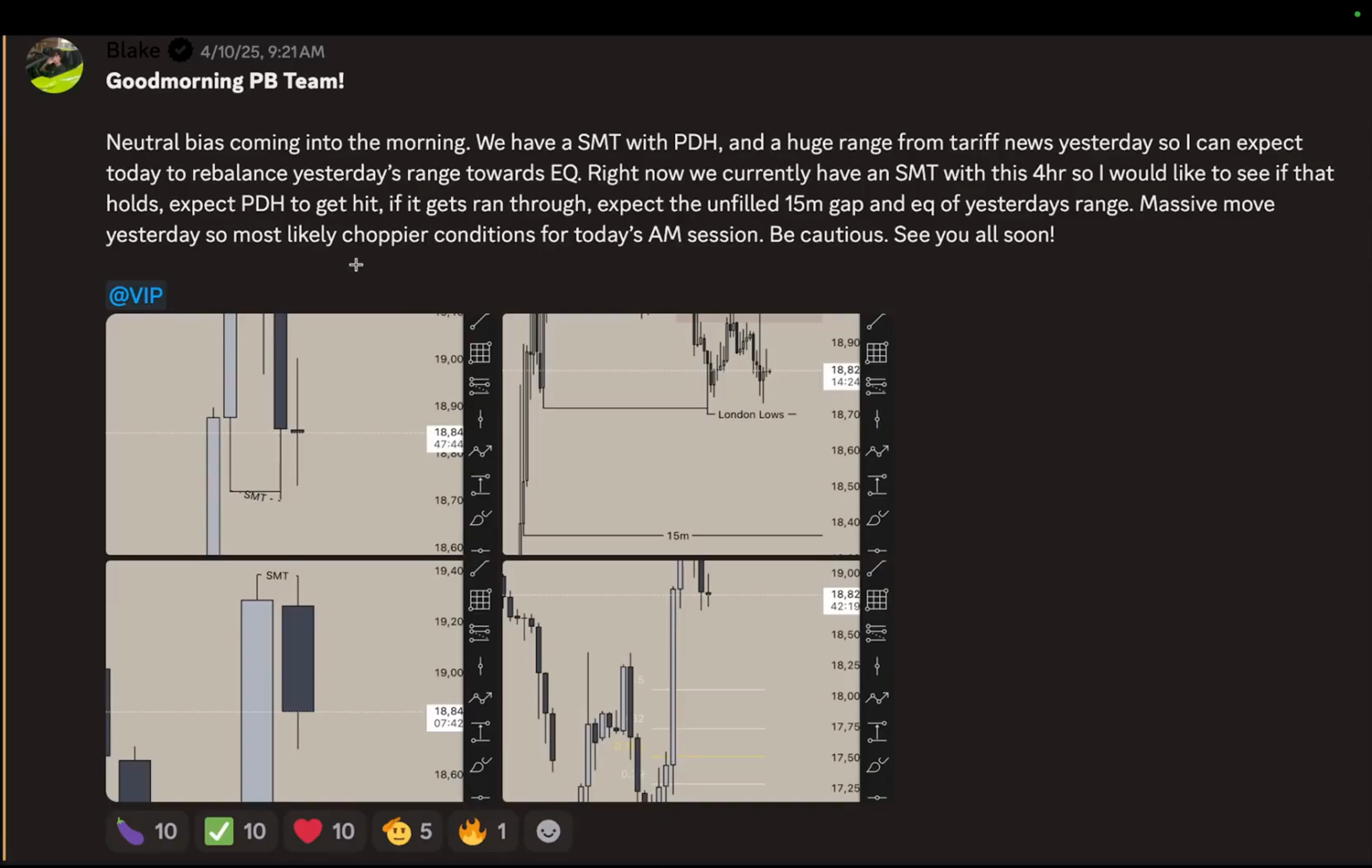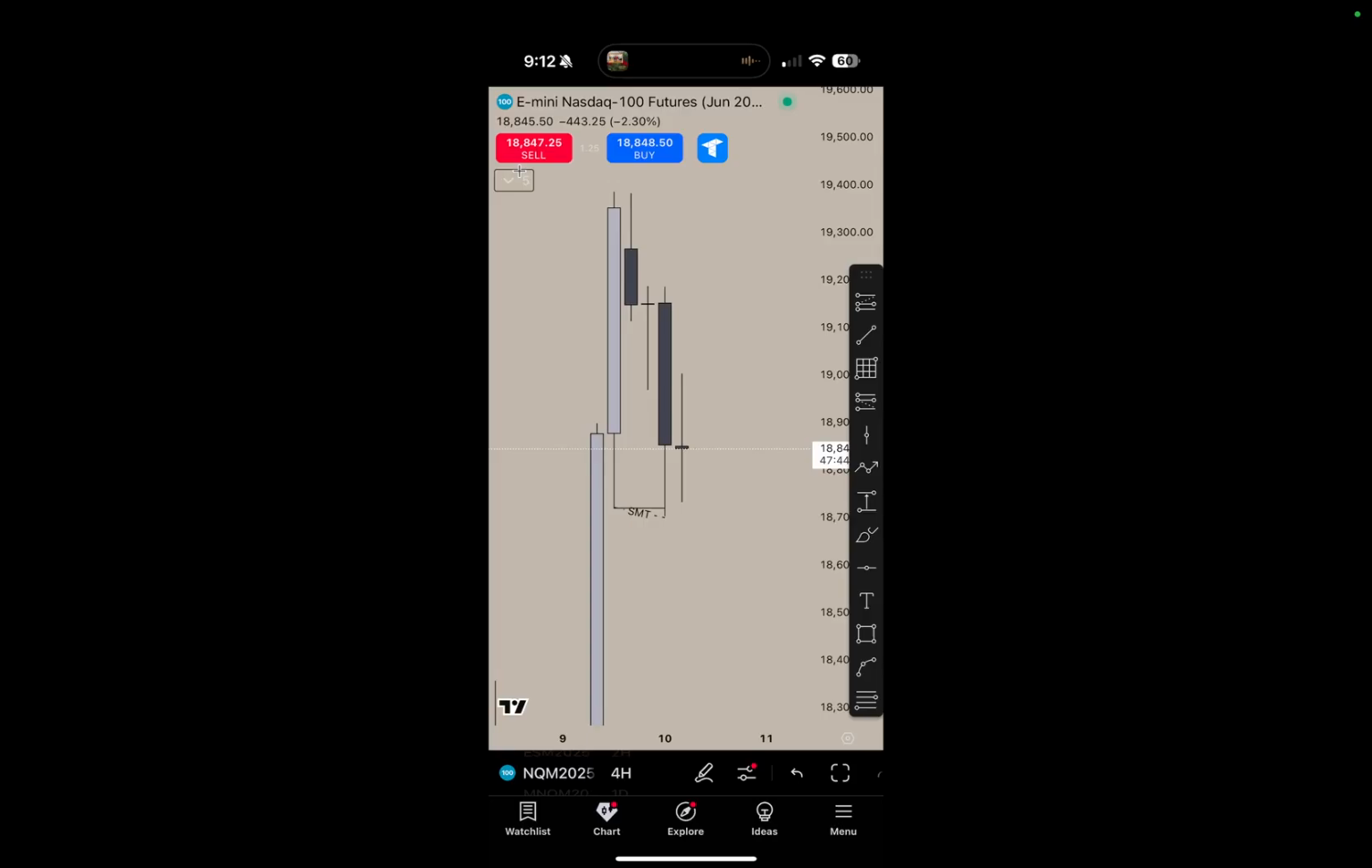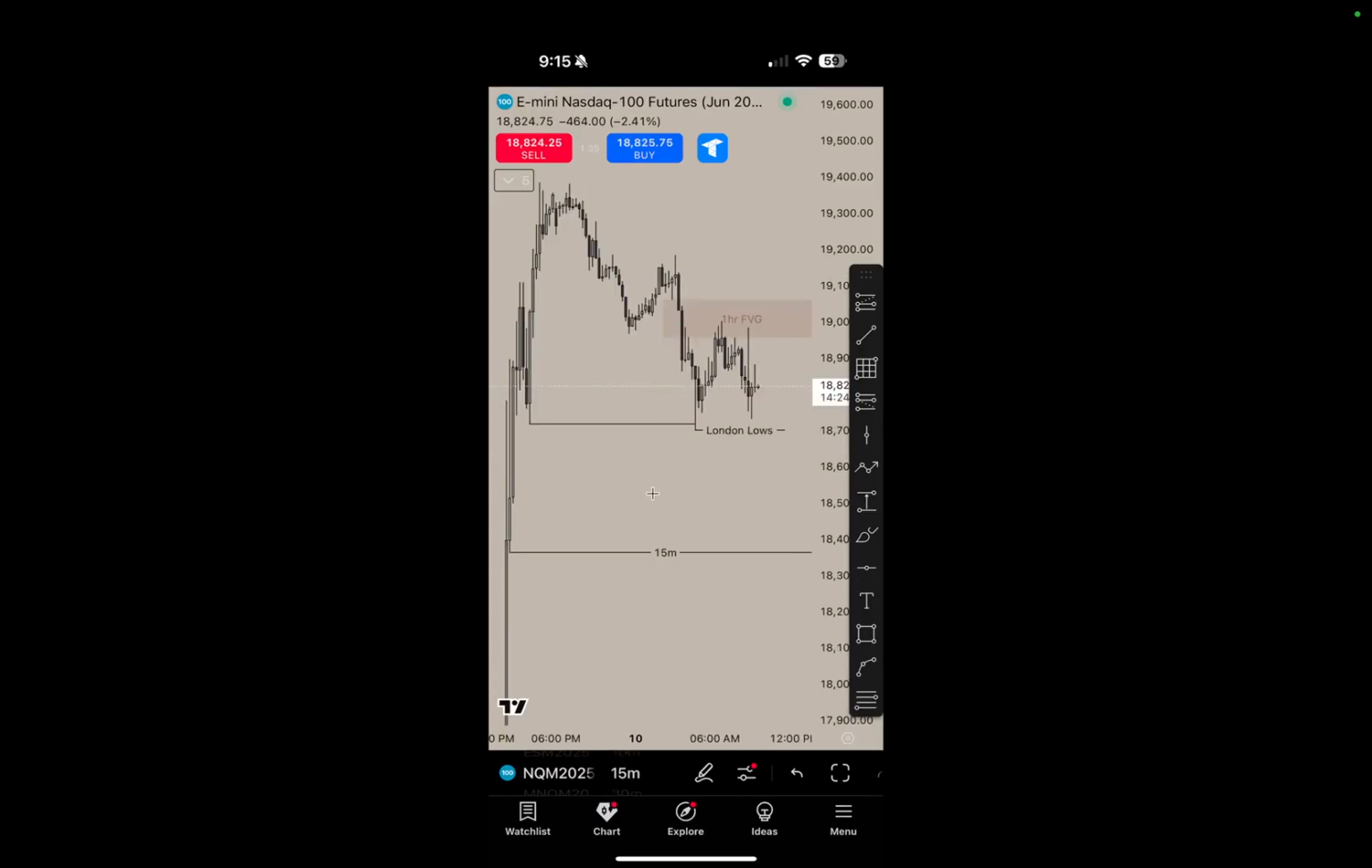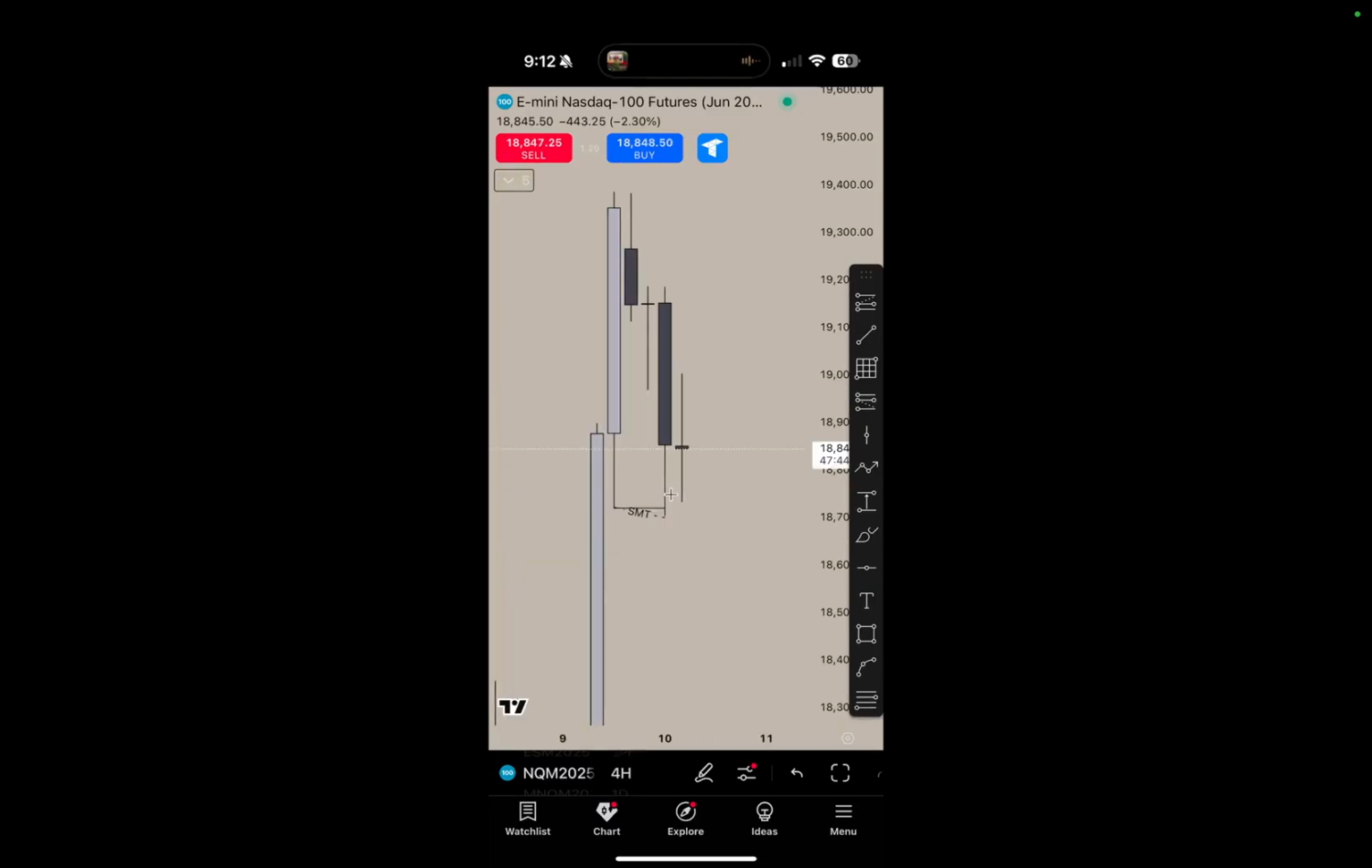Okay. Let's get into that one more time. Again, I was neutral. I said we had an SMT with previous day high, huge tariff news. So again, neutral bias, and really the only days I'm neutral is if we have SMTs on both sides, both at higher time frame key levels. And here we had it at previous day high, and then also at this kind of discounted-ish 4-hour gap. So I could have seen price going both ways. It was all really dependent on the first 30 minutes of price action, whether we want to displace higher or lower.